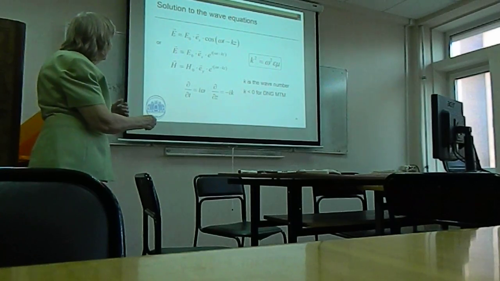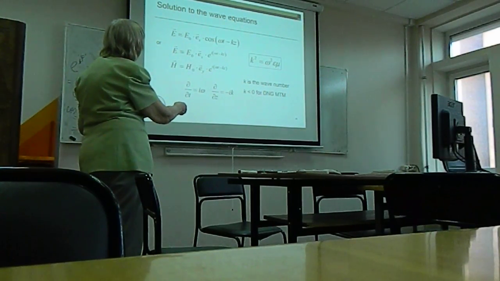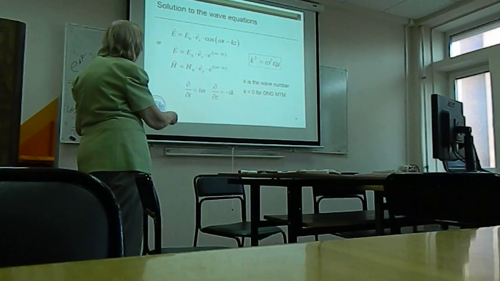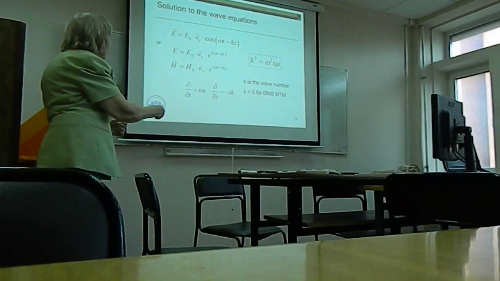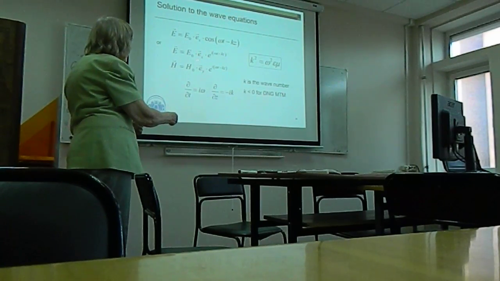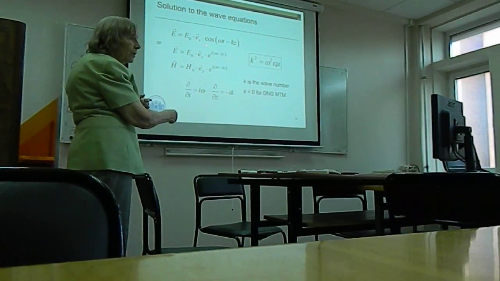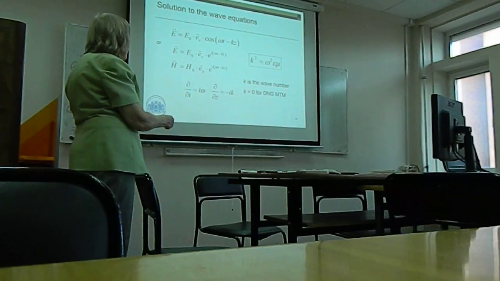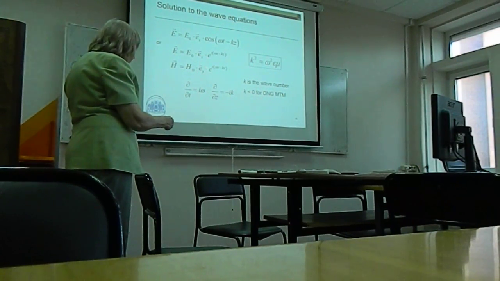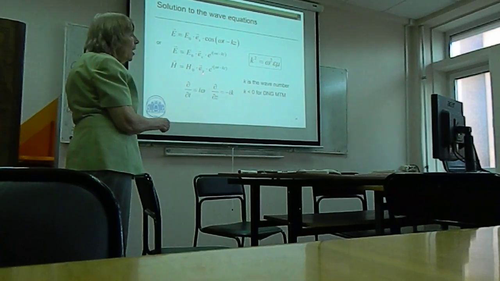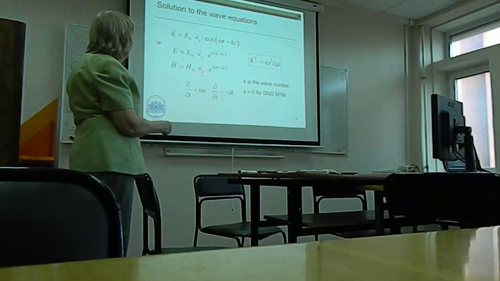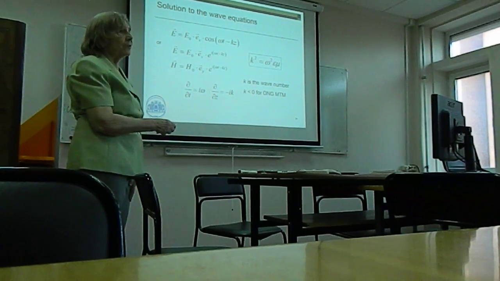And this presentation may be written in this form. This is a unit vector which is directed along the x-axis. For the magnetic part, again, this is the unit vector directed along the y-axis. And both parameters depend on time and coordinate.